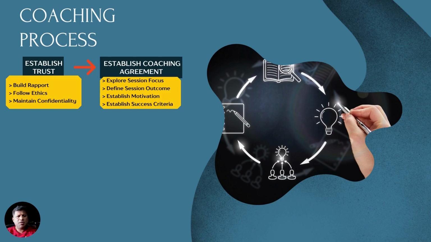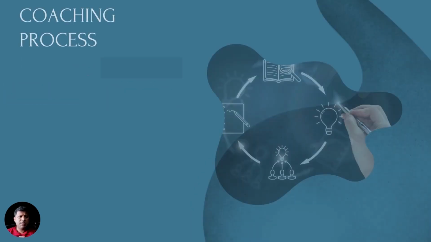So in establishing the coaching agreement, four things happen, as you see here: establishing the session focus, defining the session outcome, establishing the motivation for that point to be focused upon in the conversation, and establishing the success criteria. So these are the four things we look at in establishing the coaching agreement. We will have a separate video only for coaching agreement establishment. So that's an important thing. We'll cover that exclusively in a separate video.